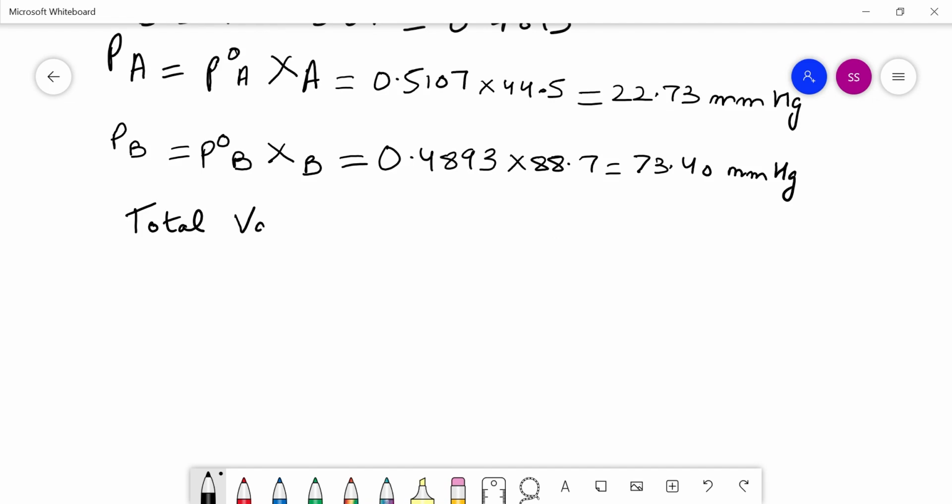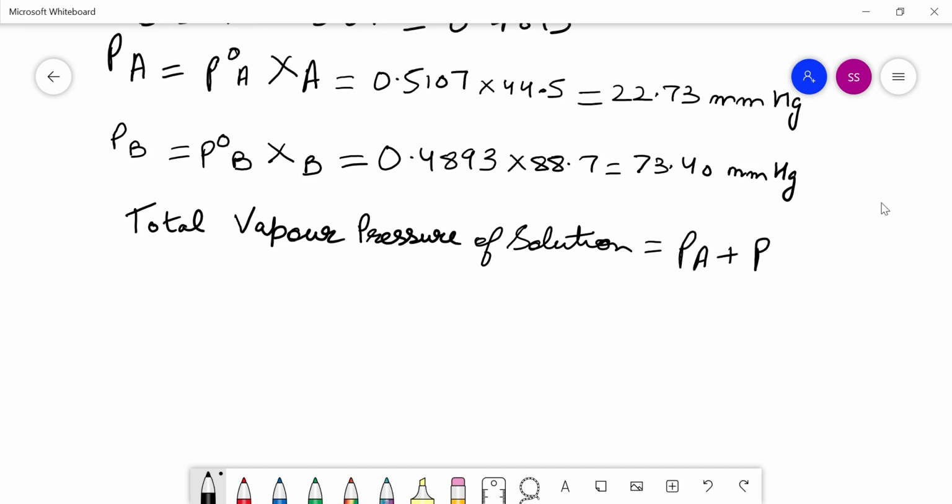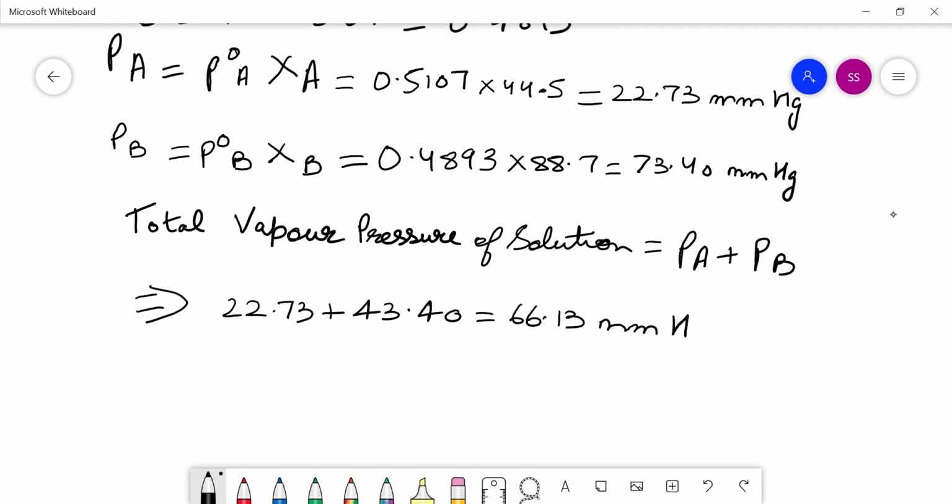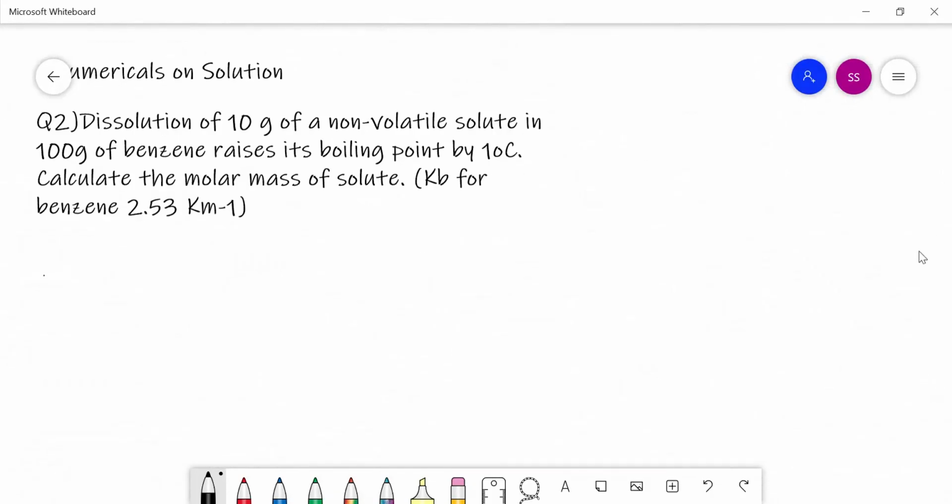Total vapor pressure of the solution is equal to partial pressure of ethanol plus partial pressure of methanol, जो होगा PA plus PB, which is equal to 22.73 plus 43.40, which is equal to 66.13 mmHg. ये होगा फाइनल आंसर. हम देखते हैं नेक्स्ट क्वेश्चन को.